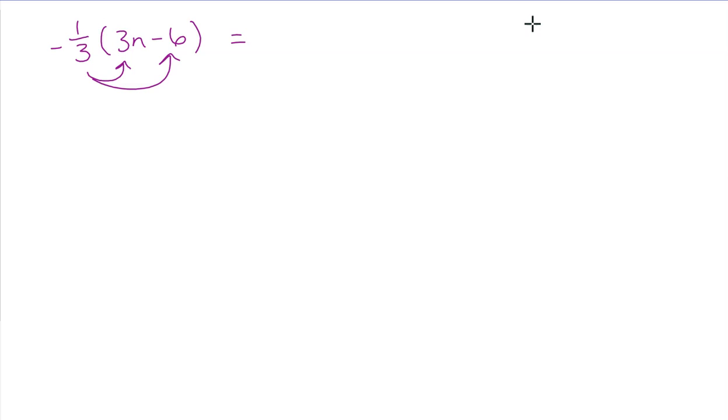So just some algebra on the side. If we have a times (b plus c), that's going to look like a times b plus a times c. So we're going to do the same thing over here. Negative 1/3 times 3n. And in this case, we have our negative sign, so minus negative 1/3 times 6.